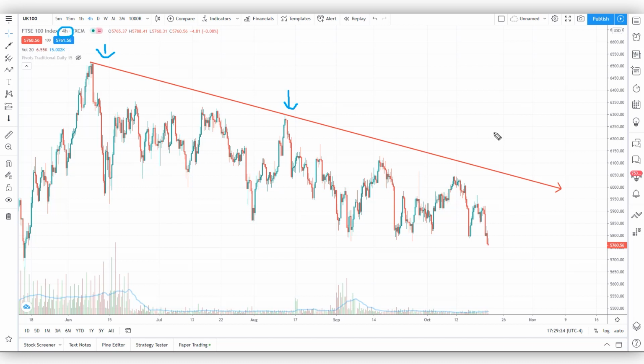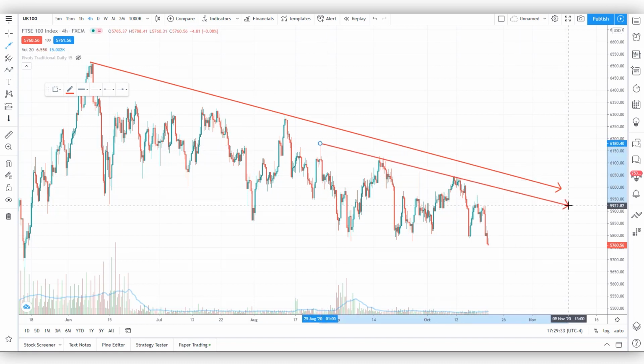All right. Now, the other thing that you can also look at, and you can say, well, if that's the case, why don't you just draw a trend line just like that?